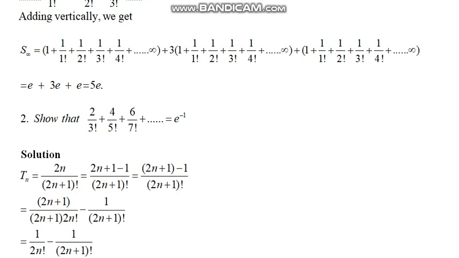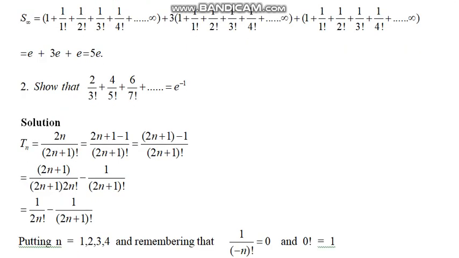Now add 1 and subtract 1 in the numerator. So now (2n plus 1 minus 1), and again (2n plus 1) factorial we can write like this: 2n plus 1 you remove and (2n) factorial you can write. So now the 2n plus 1 cancels, and 1 by (2n plus 1) factorial remains. Now after taking the partial fraction, 1 by (2n) factorial minus 1 by (2n plus 1) factorial.